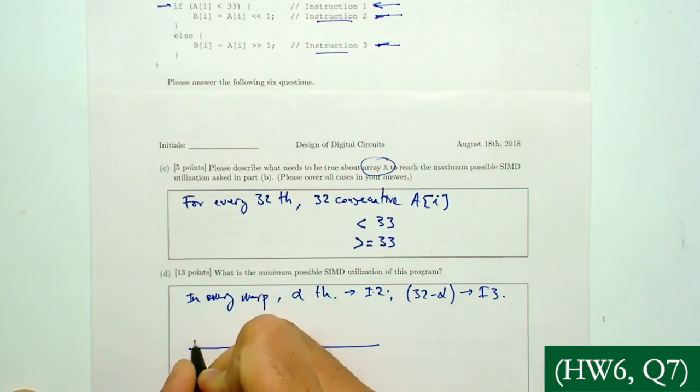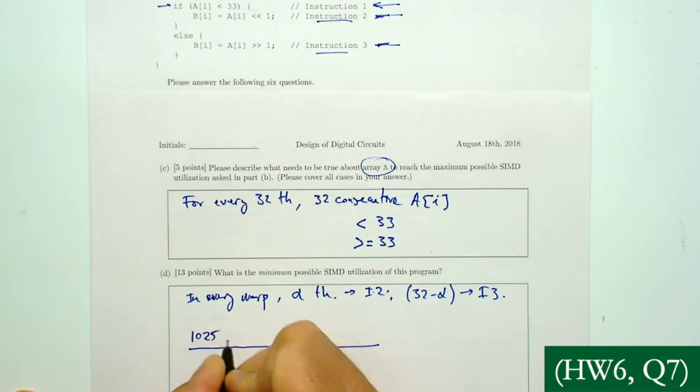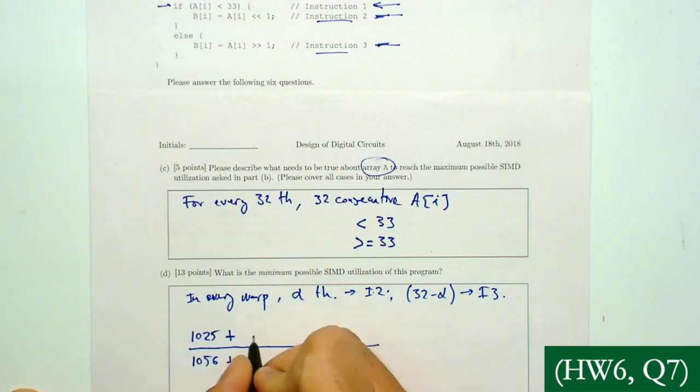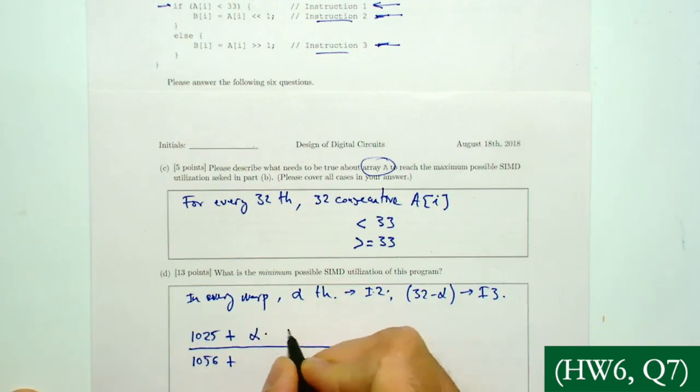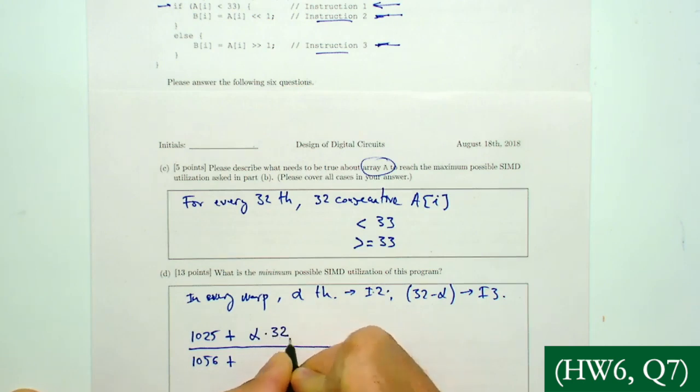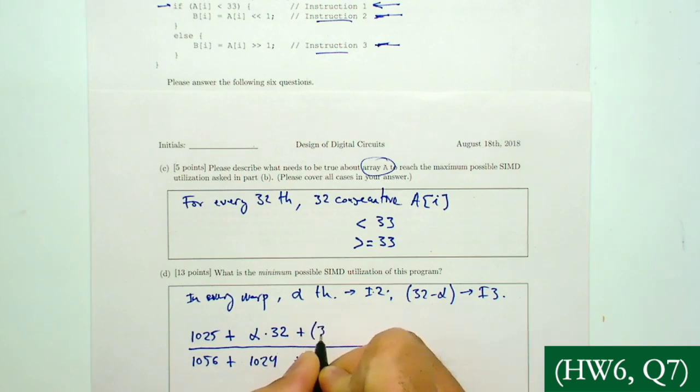For the first instruction, we already know that 1,025 threads will execute instruction 1 out of 1,056. And then we have instruction 2, and we know that alpha threads in each warp will execute it. We have 32 complete warps. I'm talking only about the complete warps. We will talk about the last warp with one single thread active at the end. And this is out of 1,024, which is 32 times 32. And then instruction 3 is executed by 32 minus alpha times 32 threads, and we divide by 1,024.